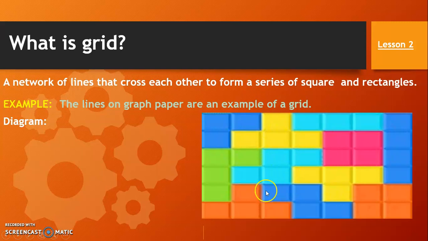A number of lines that cross each other to form a series of squares. Now place some symbols in this grid at different places. Let's label this grid horizontally by giving numeric values.